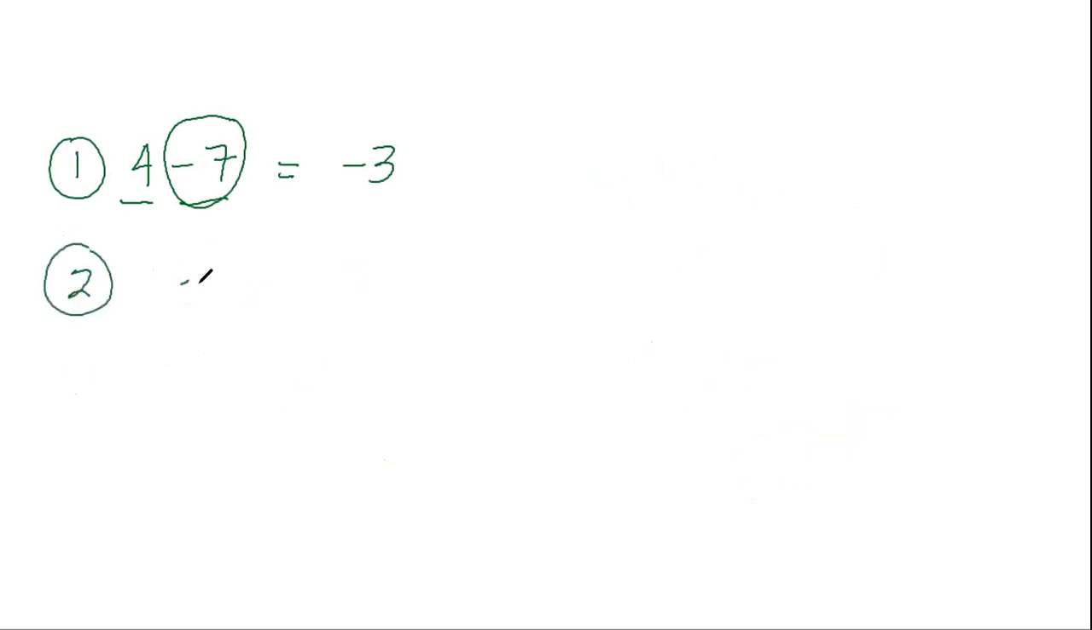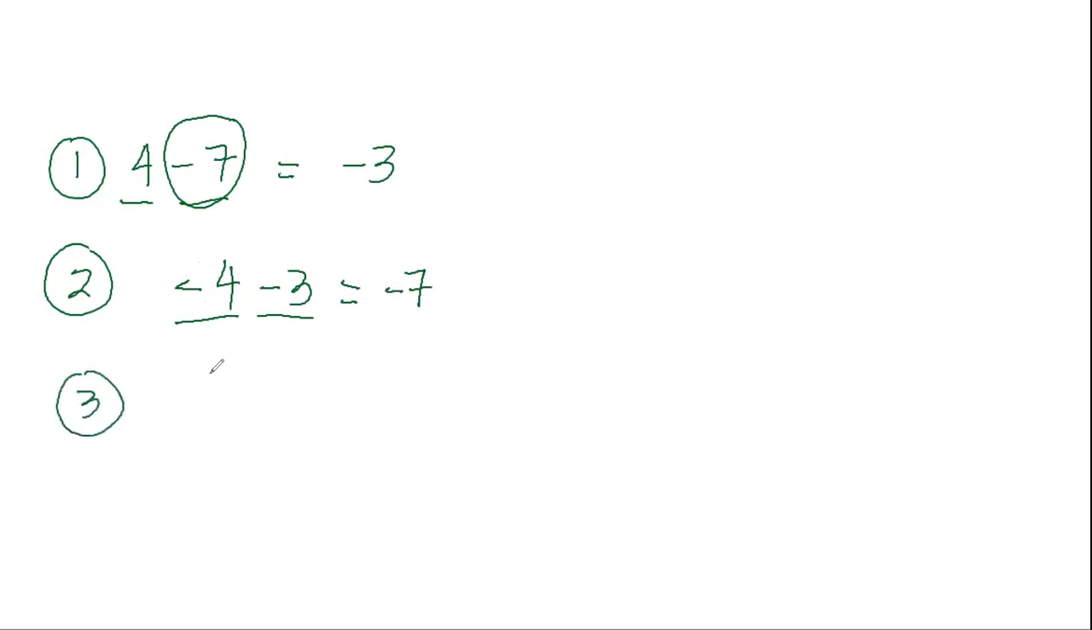Second, negative 4 minus 3. This is negative, and this is negative. And the rule says, same signs, add and keep. So we add them, 7, then we copy the sign of the number. That's negative 7.